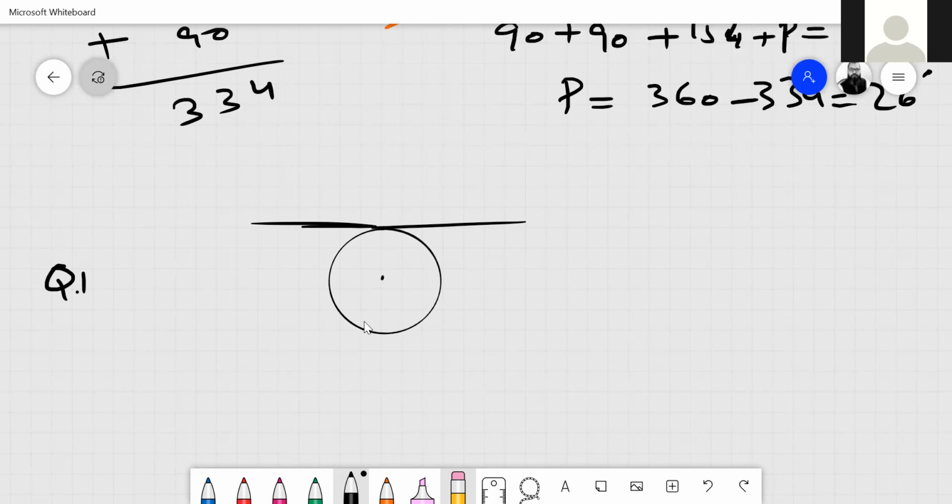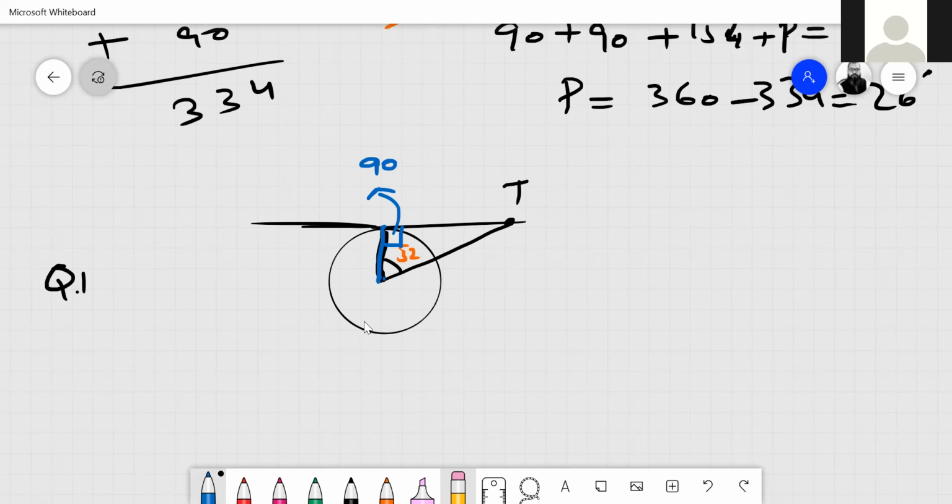This is the point, and this is the center. When you draw this with scale, it will be clear. And this is the T point. Here the angle is given as 52. This angle should be what? This 90 degrees, yes? Yes, it will be 90 degrees because it is a tangent, and the radius is perpendicular to the tangent. This line is perpendicular to the tangent. So that's why it will be 90.